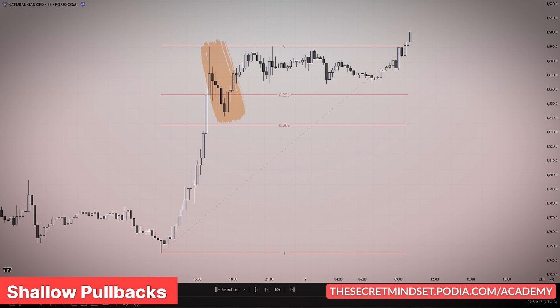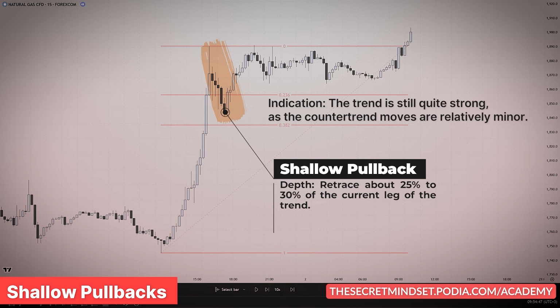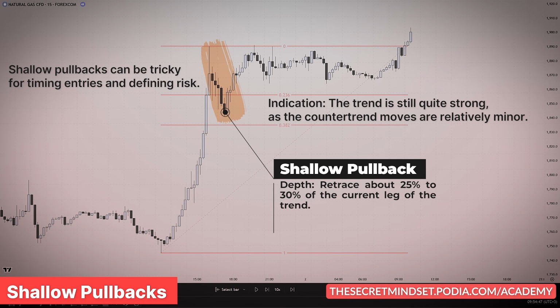Shallow pullbacks are corrections that retrace only about 25% to 30% of the current leg of the trend. They indicate that the trend is still quite strong, as the counter-trend moves are relatively minor. However, because the pullbacks are so shallow, it can be tricky to time your entries and define your risk when trading these.